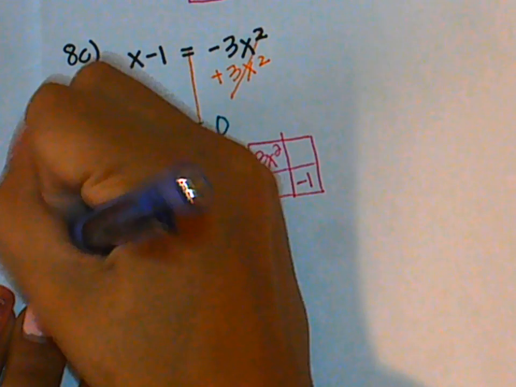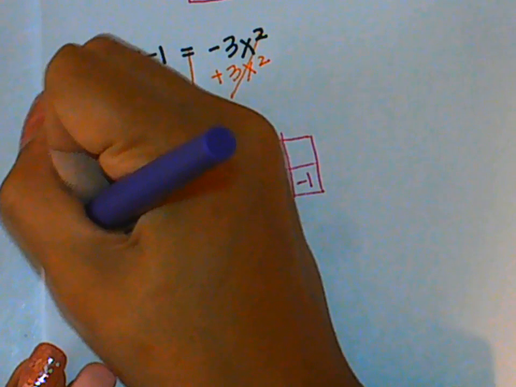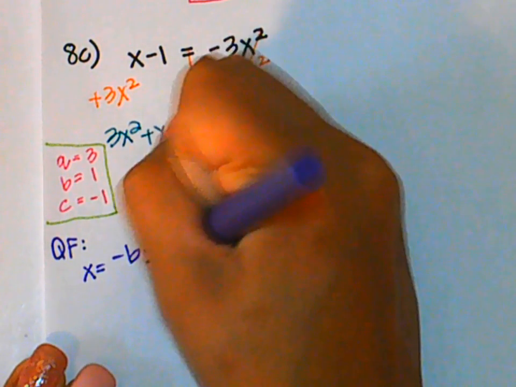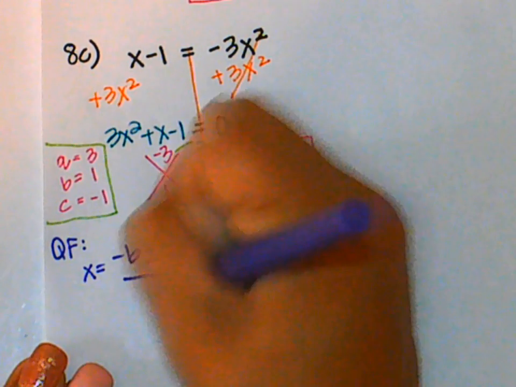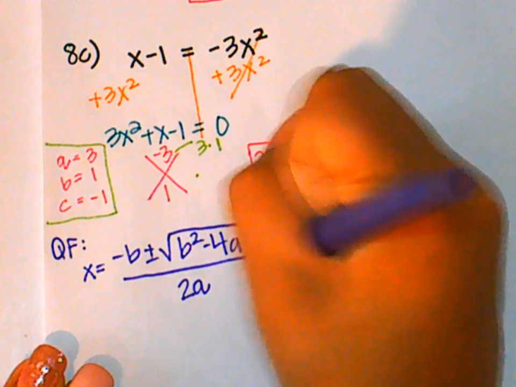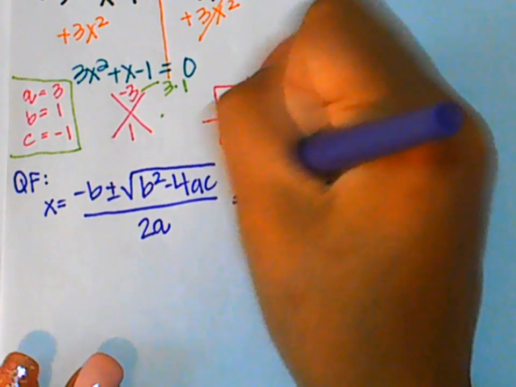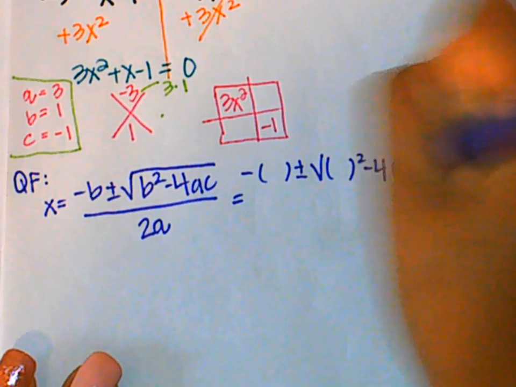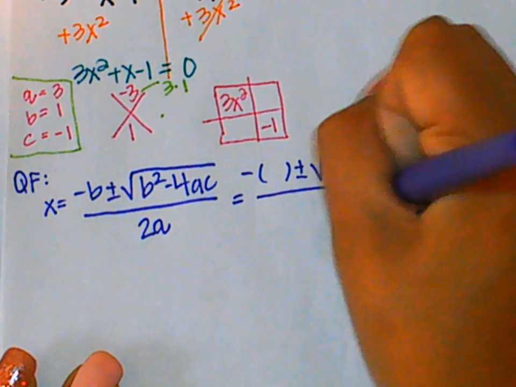So the quadratic formula: x is equal to -b plus or minus the square root of b squared minus 4ac, all over 2a. Since I have my a, b, and c off to the side, I am just going to plug those things in. -b plus or minus the square root of b squared minus 4 times a times c, and that's all under the square root, all over 2 times a.